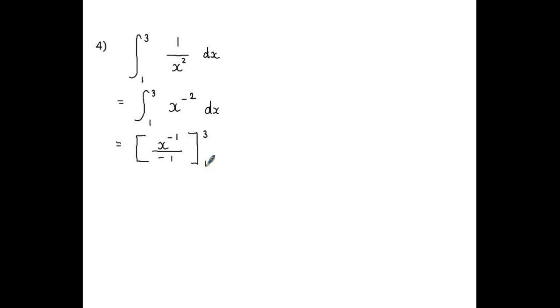This can be simplified a little bit as we don't like minus 1 on the bottom of the fraction. So the minus can come up to the side and then the 1 doesn't need to be written as it's on the bottom of the fraction. So it can be written as minus x to the minus 1, limits on the side.